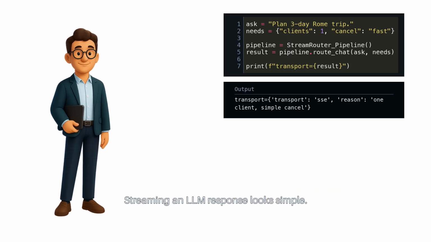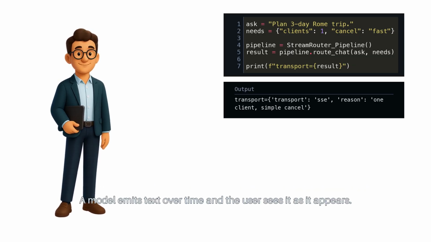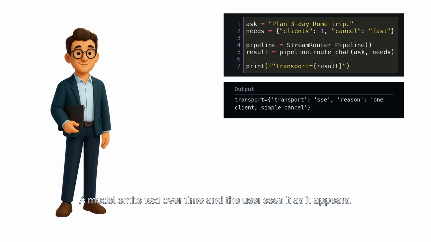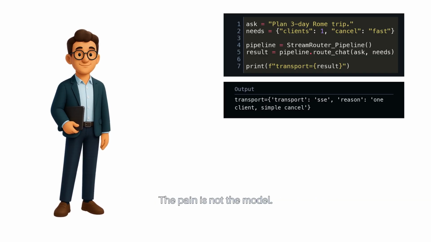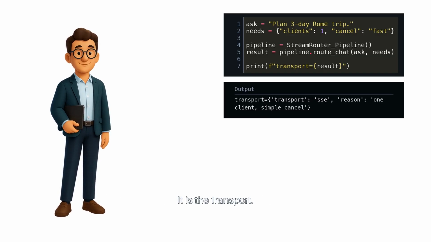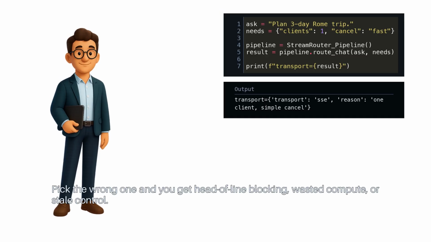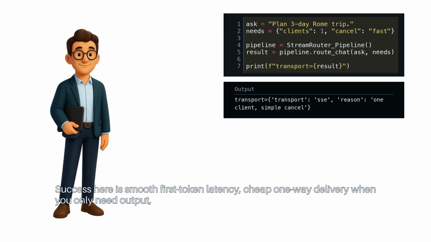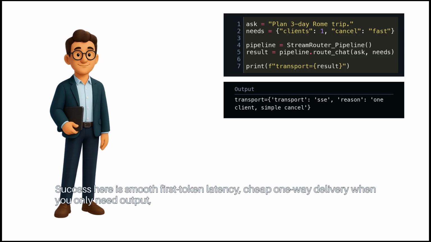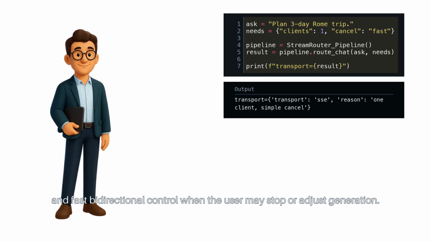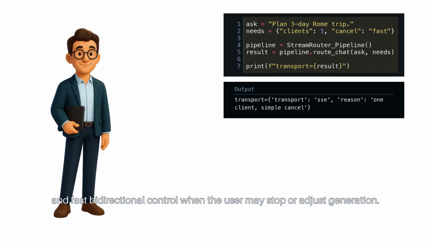Streaming an LLM response looks simple. A model emits text over time, and the user sees it as it appears. The pain is not the model. It is the transport. Pick the wrong one and you get head-of-line blocking, wasted compute, or stale control. Success here is smooth first token latency, cheap one-way delivery when you only need output, and fast bidirectional control when the user may stop or adjust generation.